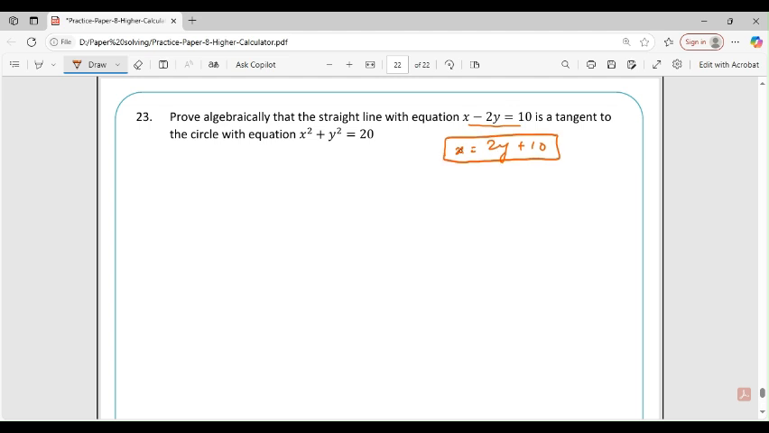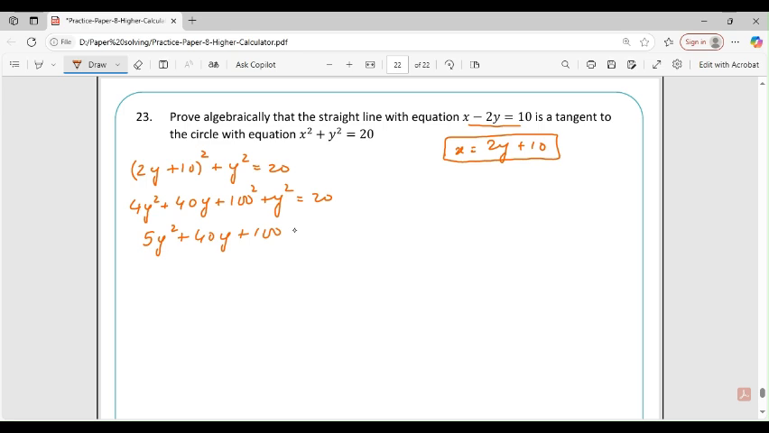Now I'm going to substitute this into the circle equation. This is going to give us 2y plus 10 whole squared, as I'm considering this as x, plus y squared equals 20. Once I expand this bracket, this is going to give us 4y squared, and 2y times 10 is 20y, and double that is going to give us 40y, plus 100, plus y squared equals 20.